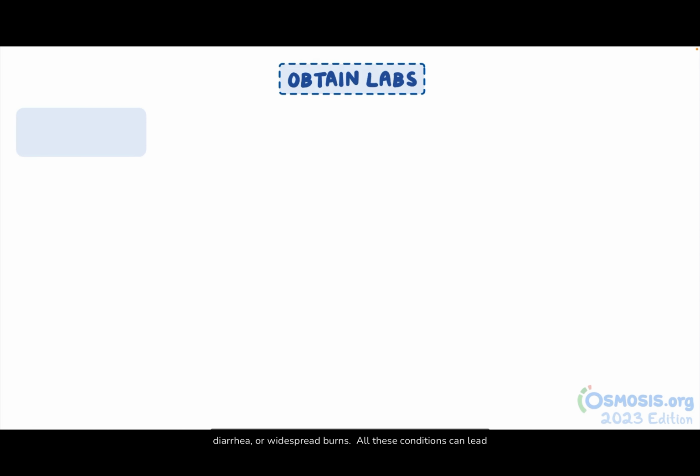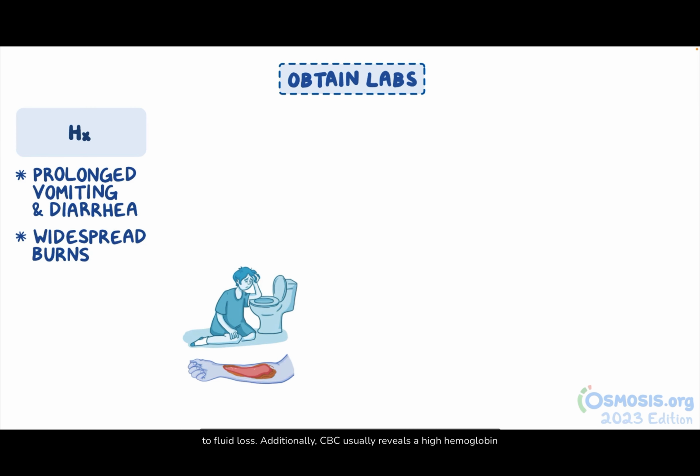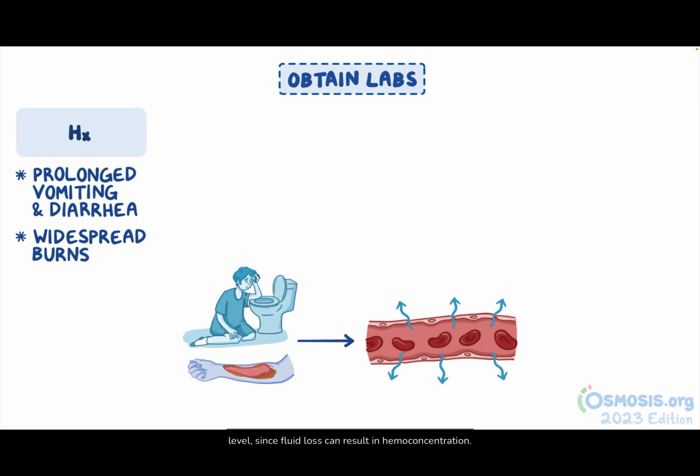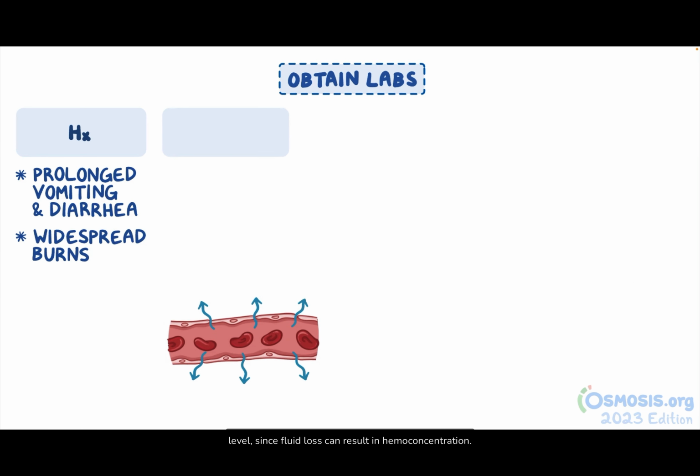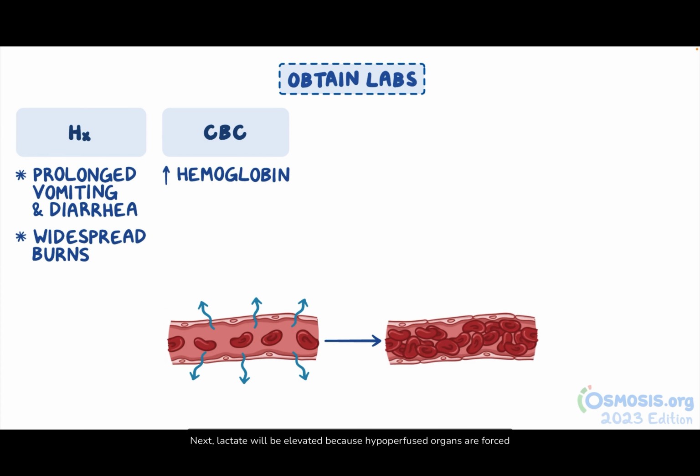These individuals typically have a history of prolonged vomiting and diarrhea or widespread burns. All these conditions can lead to fluid loss. Additionally, CBC usually reveals a high hemoglobin level since fluid loss can result in hemoconcentration.